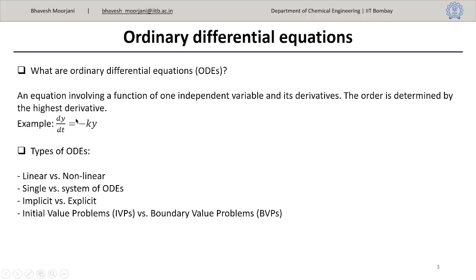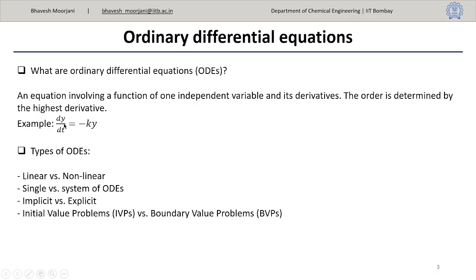depend upon how your ODE is defined. Okay, if it's a linear combination of your dependent variable, then it will be the linear part. If it has some power, etc., then it becomes non-linear. Then you have single versus system of ordinary differential equations, right?